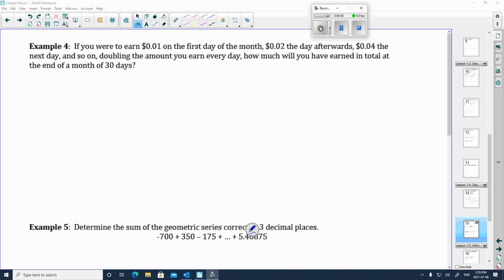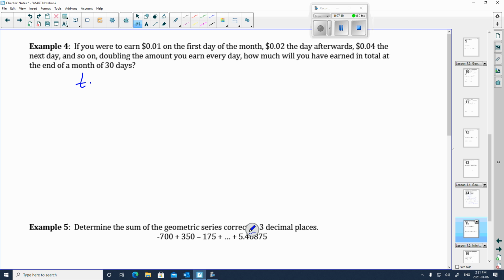This is actually a great question. You can even ask your parents about this one, and you'll astonish them. So here's the scenario. If you were to earn 1 cent on the first day, 2 cents on the day after, 4 cents on the next day, and keep doubling every day, how much will you earn in total? You're going to add it all up. How much will you end with in total at the end of 30 days?